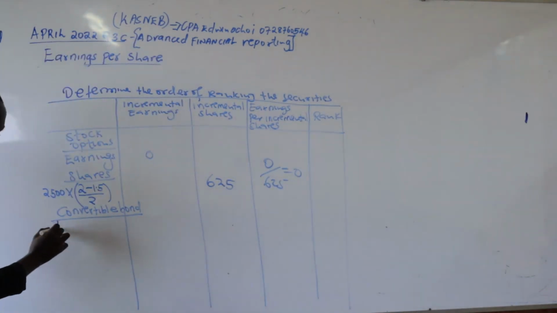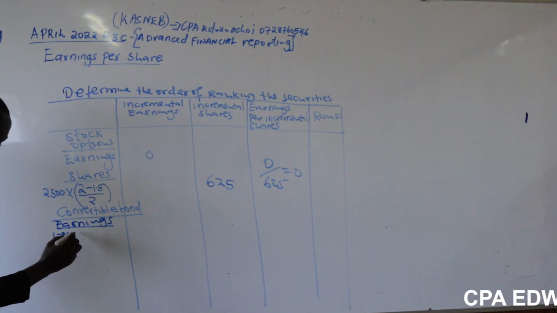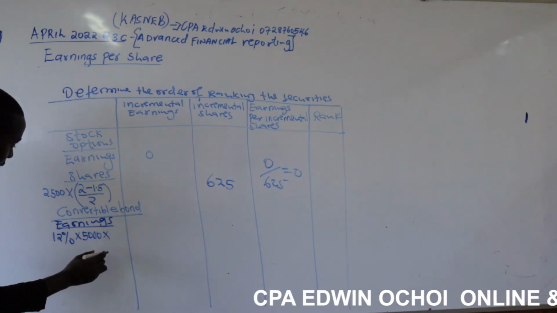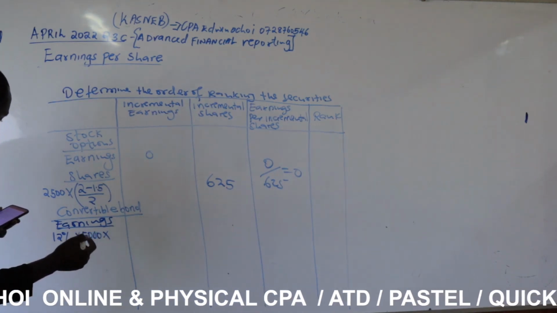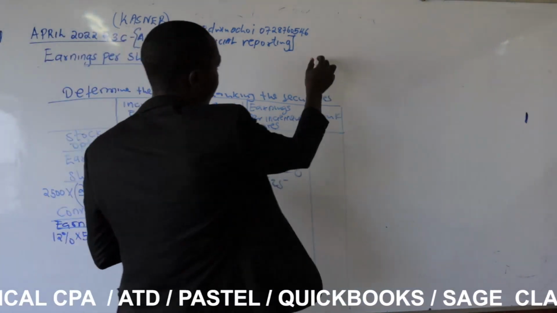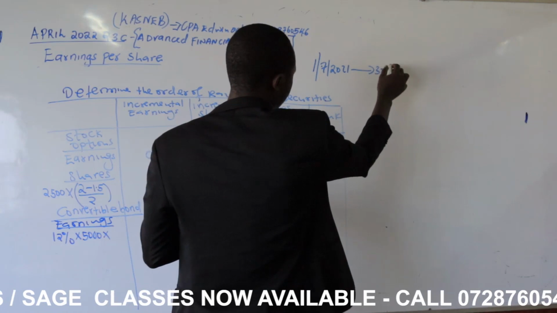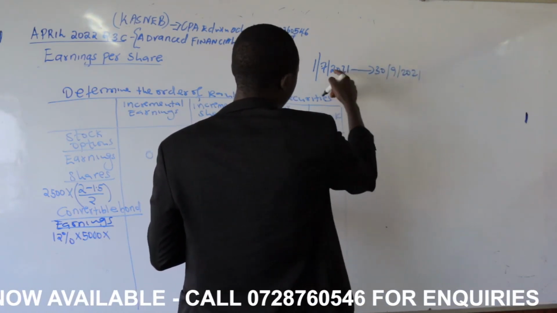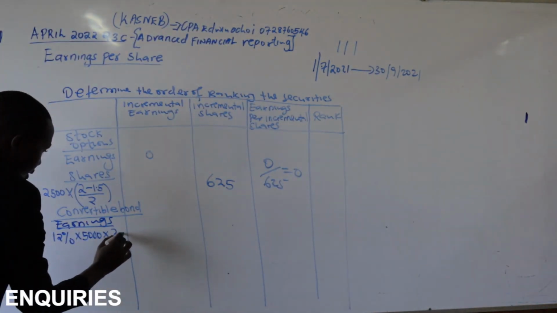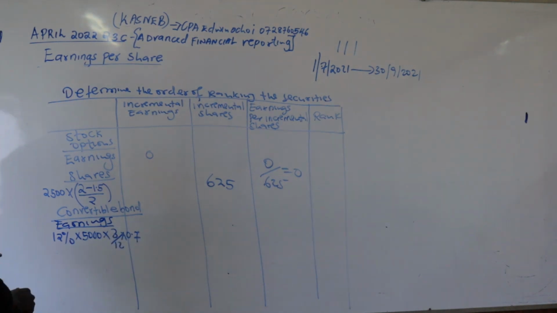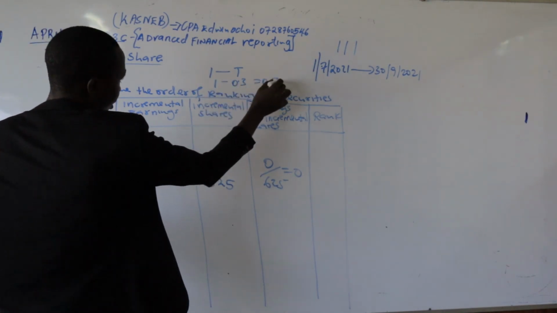So for the earnings, we need to record that interest net of tax. That is 5,000 times the period. This bond is from July 1st, so July 2021 to 30th September 2021. Those are 3 months: July, August, September. So you say 3 over 12 times 0.7, because net of tax is 1 minus t. T is 0.3, so that is 0.7.